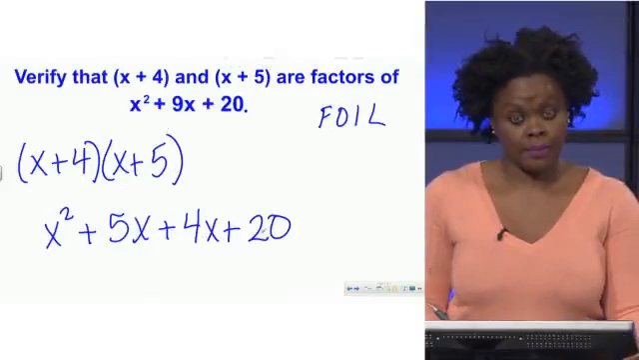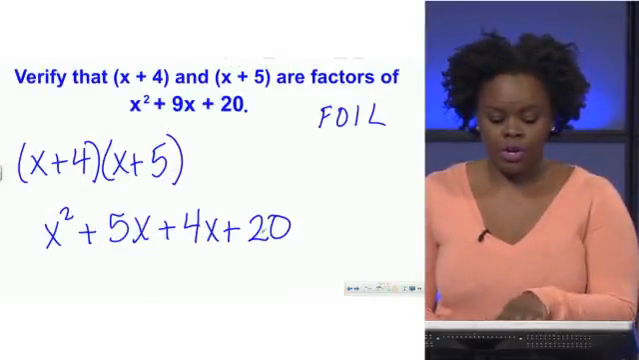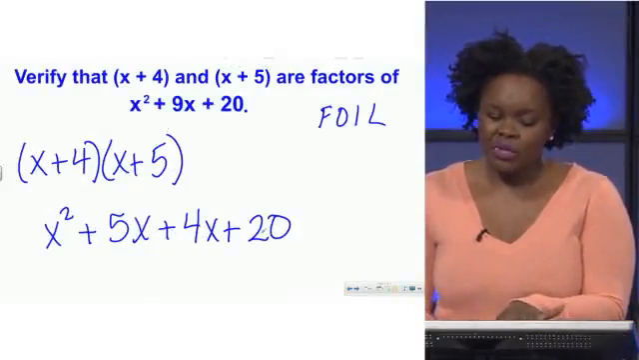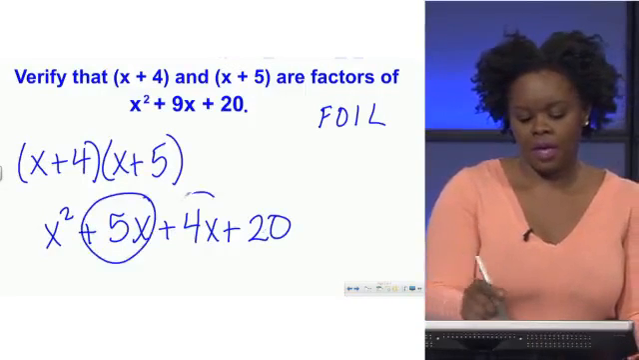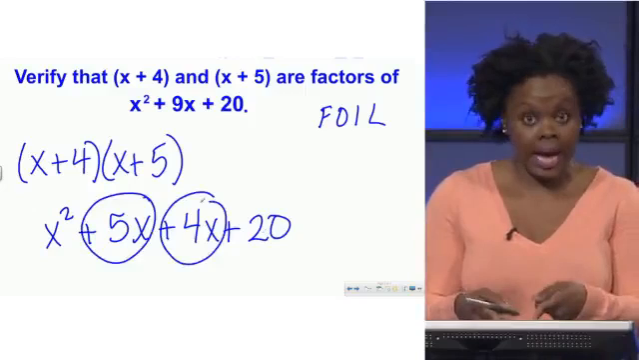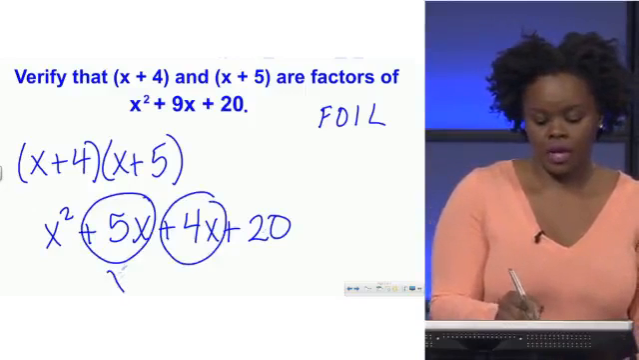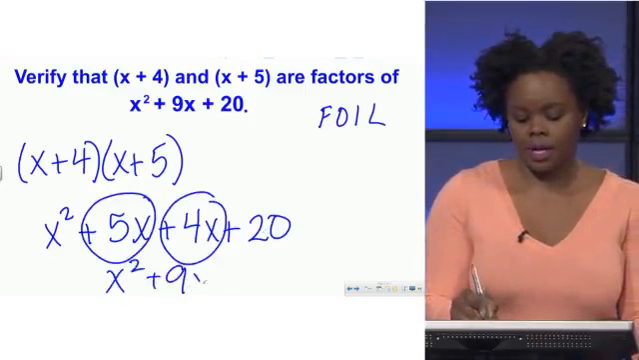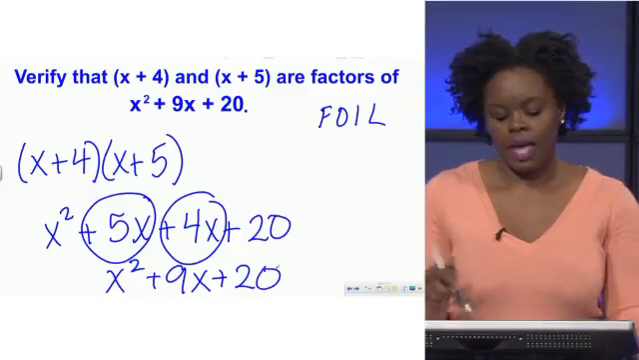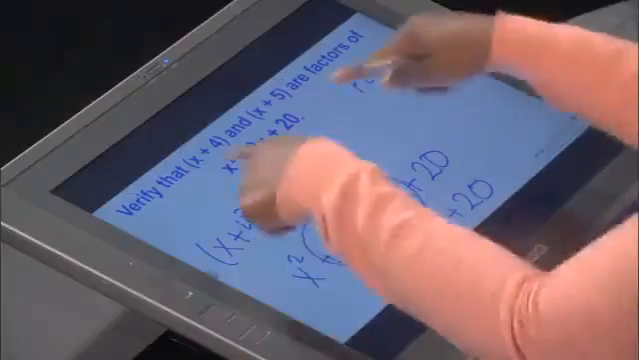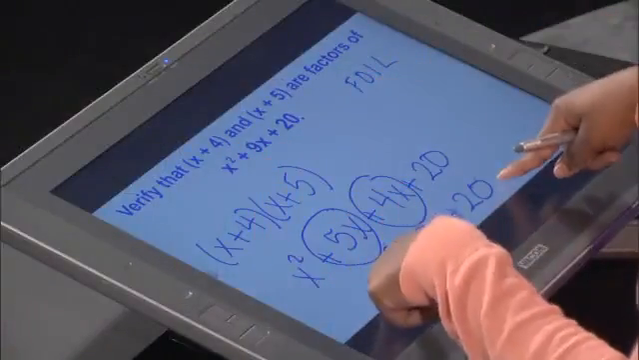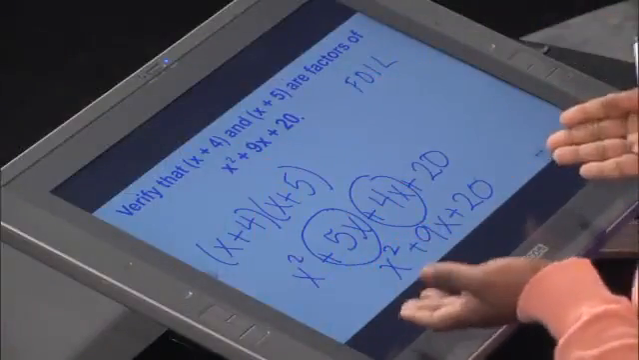And that's 20. And then if you remember, you look at your terms, and it was always the middle terms that were alike, so you could combine those. So if you combine your 5x and your 4x, that's 9x. So you've got x squared plus 9x plus 20. And if you compare that against the trinomial they gave us to start with, it's the exact same one. So that's how you know that you did the problem correctly.